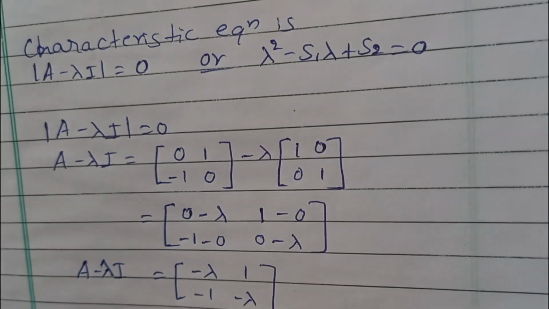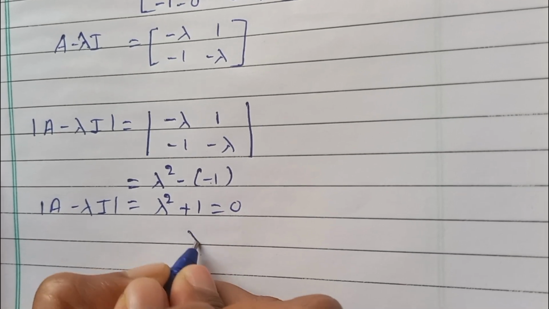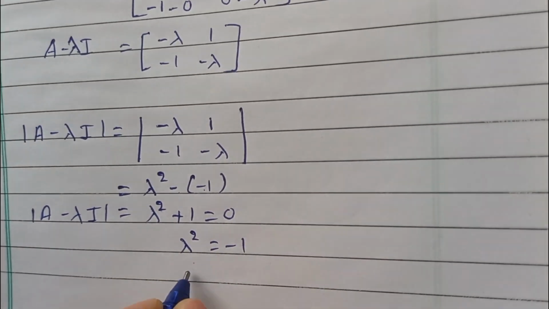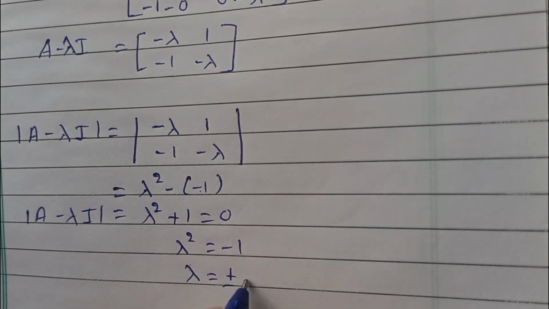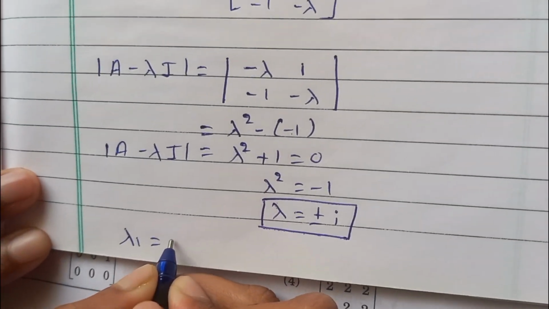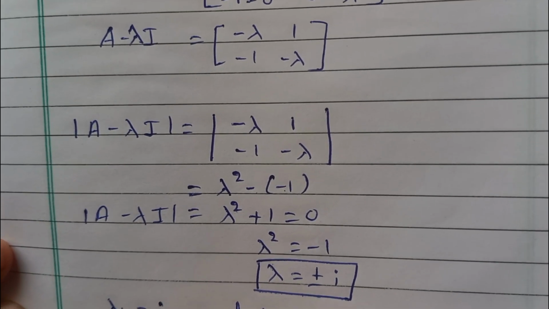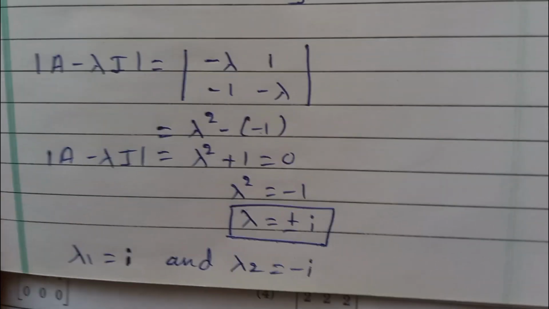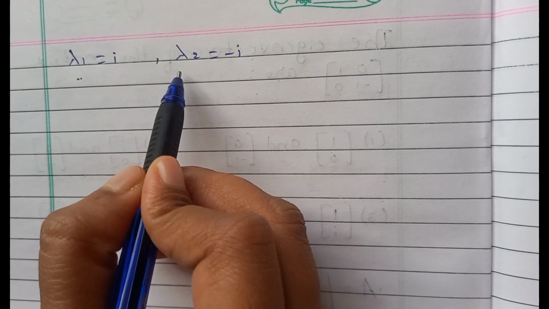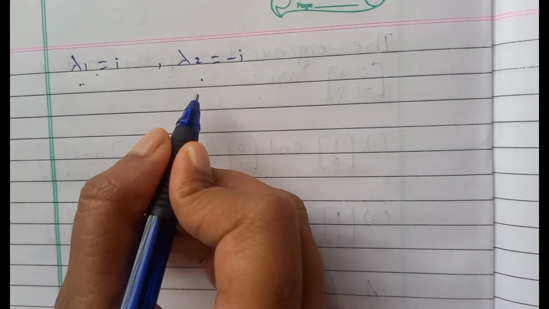We know that |A minus lambda I| equal to 0. Therefore, lambda square plus 1 equal to 0. Then lambda square equal to minus 1. Then lambda equal to plus or minus i. Lambda 1 equal to i and lambda 2 is equal to minus i. We got lambda 1 and lambda 2 values. These are the eigenvalues. Now we have to find the eigenvector.